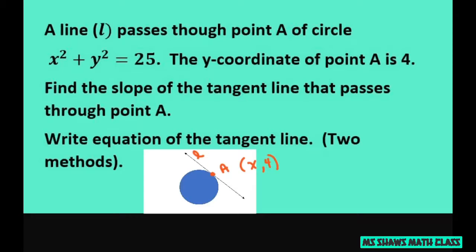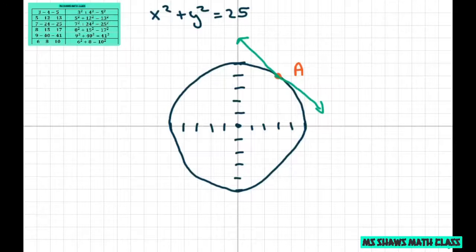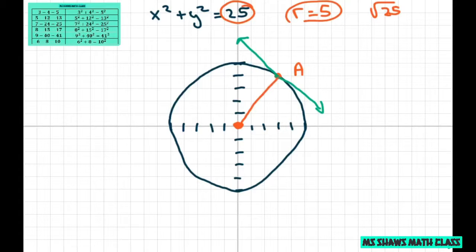So the first thing we're going to do is look at this circle, and I went ahead and drew it. This just means the center is at 0, 0, and our radius equals 5. You just take the square root of 25. So that's going to be your radius. So right here is our radius. This is 5.